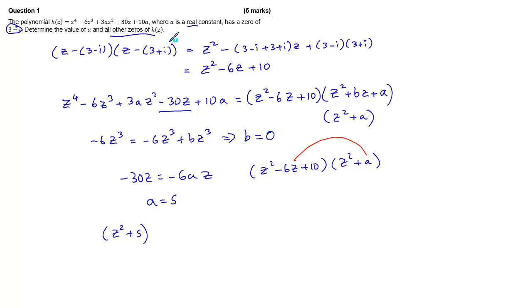So if we want the other zeros, that would give us that z is equal to plus or minus root 5 i.